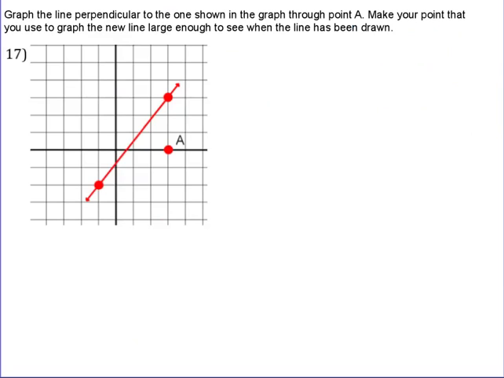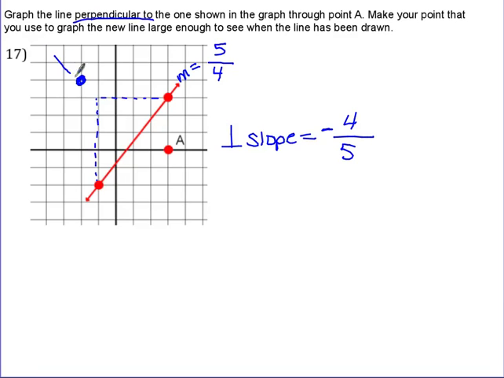Okay, this is very similar, but just a little bit different because we're doing perpendicular. But we still need to find the slope of the original line. It's going up 5 and right 1, or right 4. So perpendicular lines have opposite slopes, and they are flipped. So the slope is -4/5. So from that dot, we're going to go down 4 and to the right 5. But we run out of room. So we can also go up 4 and to the left 5. Plot your point and then connect the dots. They should look perpendicular.